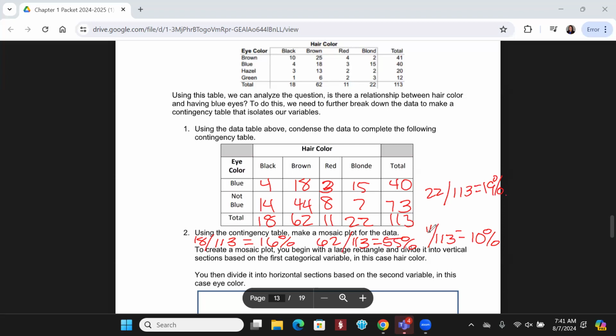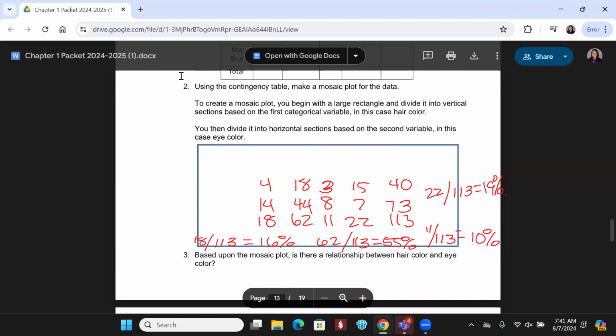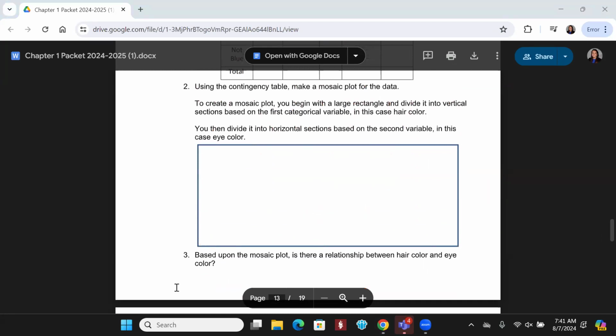All right, on your mosaic plot. So first we're going to label the sides. That's the first thing we want to do. If you don't label your axes, automatically points taken off. Doesn't matter if your graph is correct or not. Does everybody understand? You have to label. Those are the little points that they like to take off drastically.